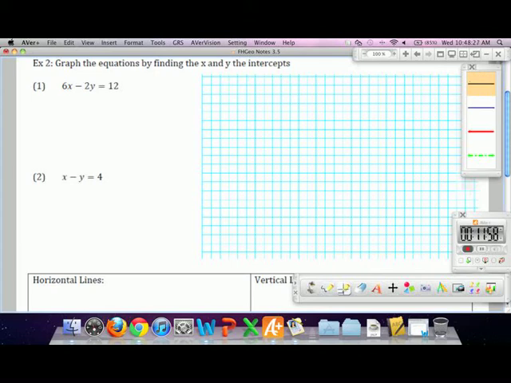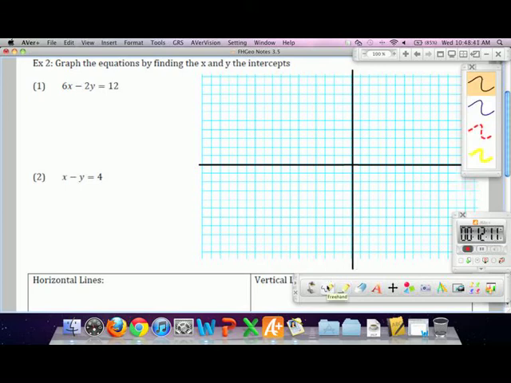So let's draw some axes in here first. We're going to graph using the intercepts. This is my y-axis and my x-axis. What do you know about the values of y when you're on this horizontal axis? What is every y equal to if you're sitting on the x-axis? 0. On the x-axis, y is 0. Similarly, when you're on the y-axis, what's the value of x? 0.